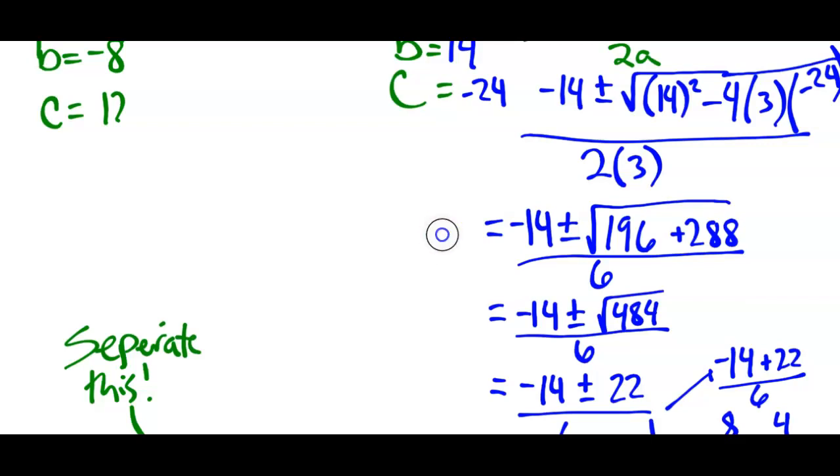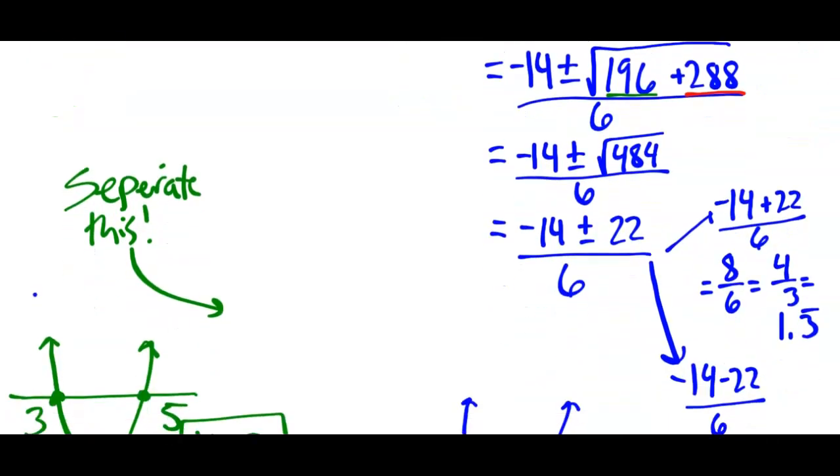Okay, you should have got the opposite of 14 plus or minus the square root of 196 plus 288. The 196 came from 14 squared. The 288 came from negative 4 times 3 times negative 24. Add those together, get 484. Now, how do I get that number? How do I figure out what that is?